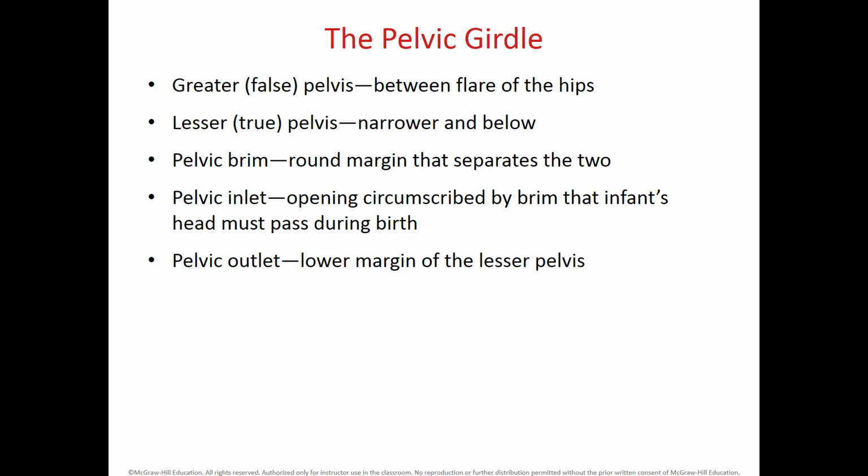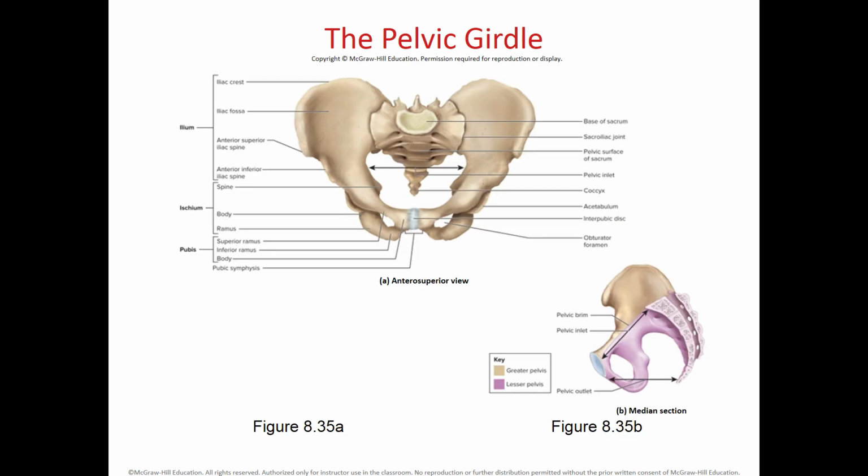So our pelvis is subdivided into the greater or false pelvis and the lesser or true pelvis. The greater pelvis is between the flare of the hips, while the lesser pelvis is just below there and it's narrower. Now the pelvic brim is a round margin that separates the greater and lesser pelvis. And the pelvic inlet is an opening that helps to form the birth canal, and the pelvic outlet will be the lower margin of the lesser pelvis or the true pelvis.